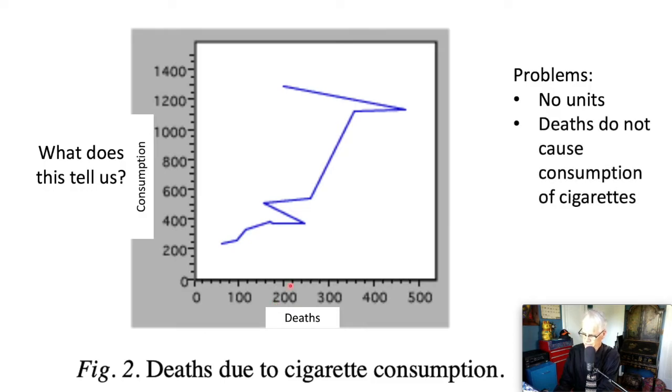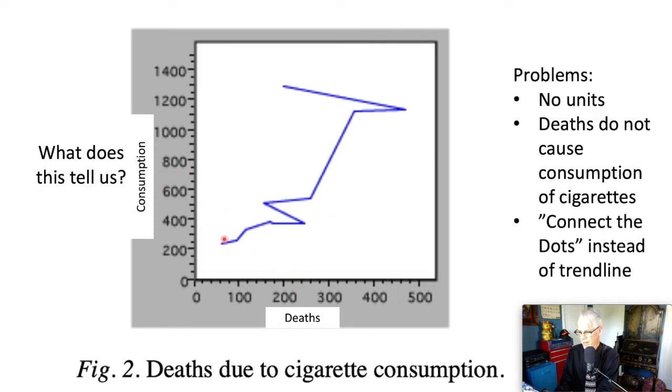And in general, we have to say that deaths don't cause cigarette consumption. We think that cigarette consumption causes death. So the independent variable should be here on the horizontal. These two axes are flipped. And notice how we don't really have a trend line. You kind of connected the dots. This thing goes all over the place. So we can't really tell what these two have to do with each other.